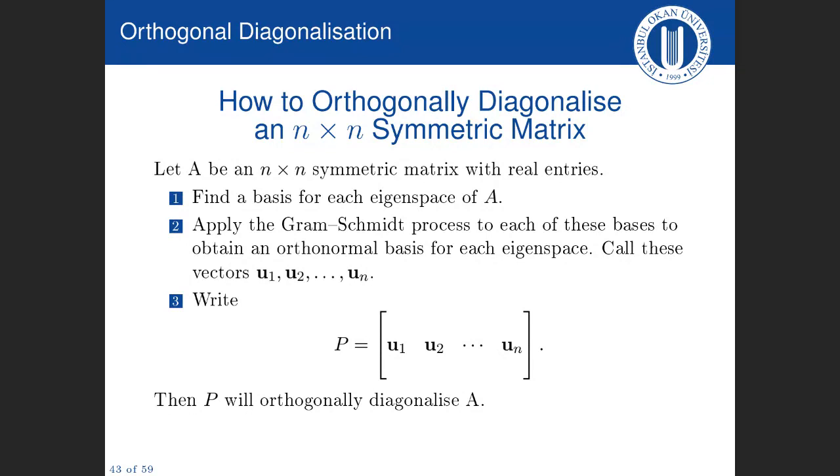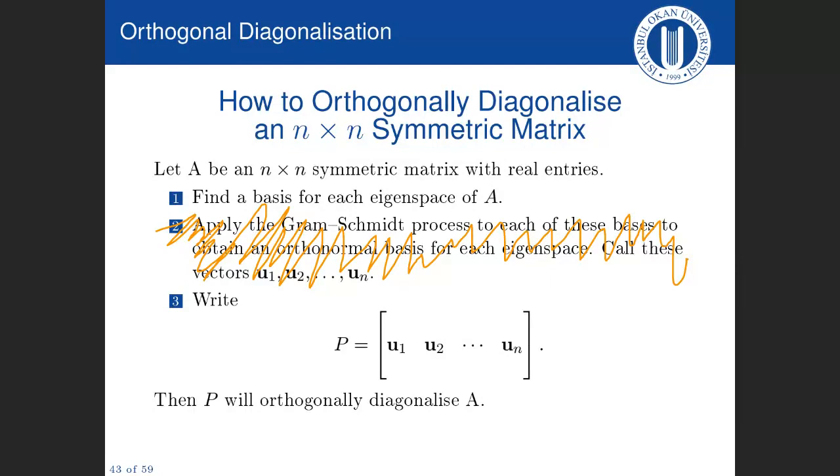Now this is the same idea that we were using before. If you've been doing your revision to be ready for tomorrow's exam, how do we diagonalize a matrix? Well, we don't do step two here. We do step one, find a basis for each eigenspace, and then write those as columns of the matrix P. The idea here is the same, except we have this extra step two if we're going to orthogonally diagonalize a matrix.